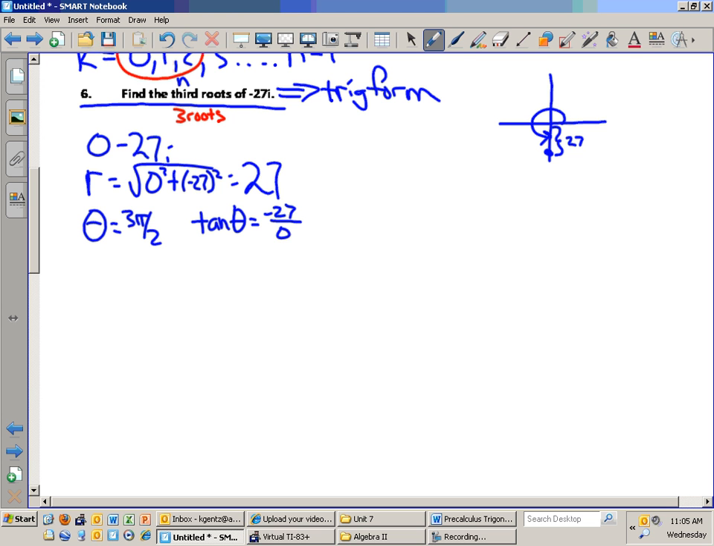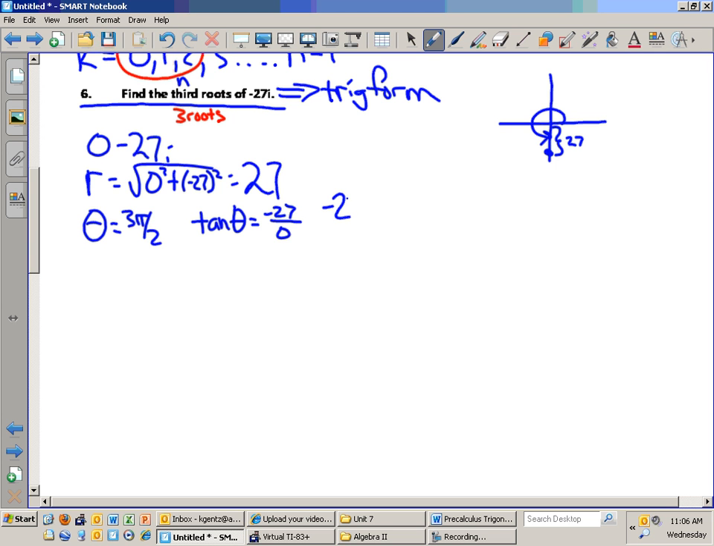So the first thing I do when I see the problem is I think of it graphically. And so right away I knew it was going to be 27 and 3 pi over 2. Now, the formulas work out to tell you the same thing. But if you knew to do this on the test, you could do it. You wouldn't have to show all that. You could just say, well, look at what I got. So that makes sense. So now I can write the trig form.